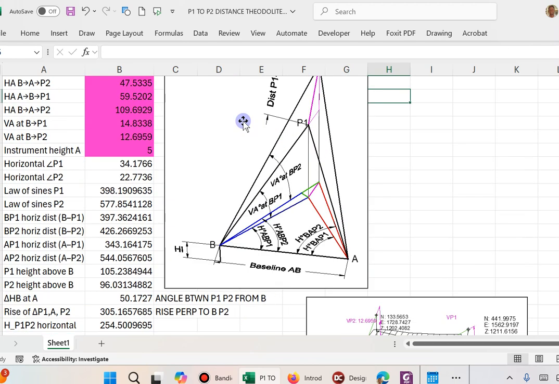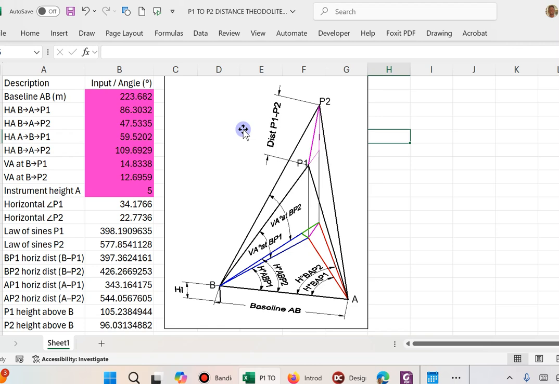But you can get that using a Theodolite. If you have a total station, there's a menu for it. I don't even remember what it's called. It's been a lot of years since I used a total station.